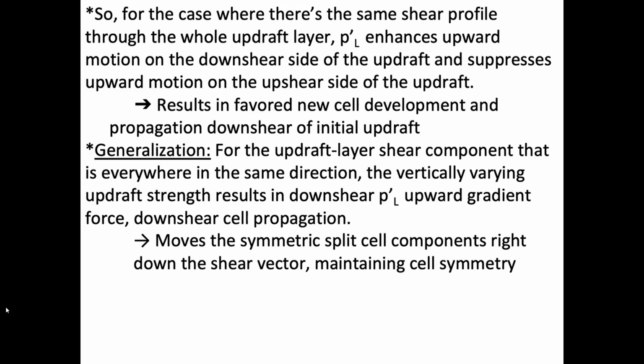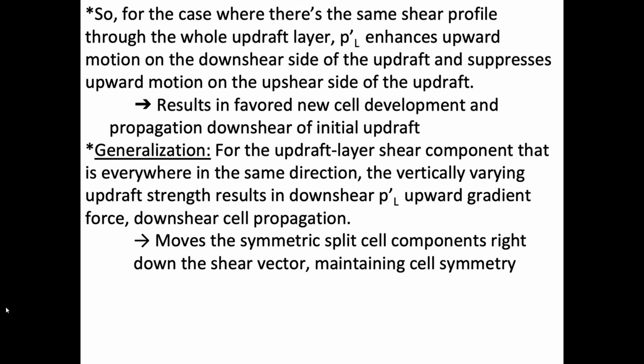But again, we're going to really highlight here that this is talking about the case of the unidirectional shear profile. So the same shear direction exists at every level within the profile, within the convective updraft. So in general, for the updraft layer shear component that's everywhere in the same direction, or out of the west, every single shear vector has a westerly component in the updraft layer.